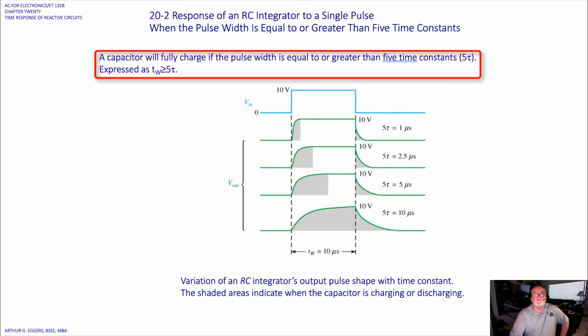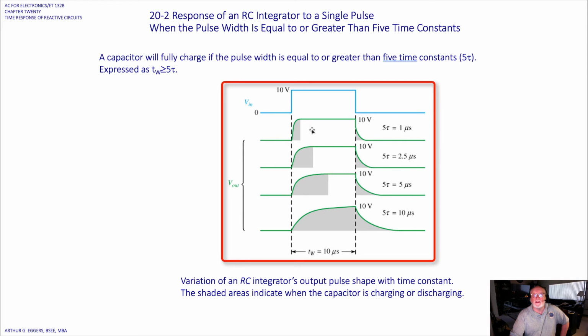So a capacitor will fully charge if the pulse width is equal to or greater than 5 time constants. So you can see here the width of our pulse. We see that the capacitor is charged up and holding at the input voltage, 10 volts. Again, we can see here 5 time constants is 1 microsecond. 5 time constants here is 2.5 microseconds. 5 time constants here, 5 microseconds, and you can see how the area under the curve is increasing until we reach some point. 5 time constants equal to 10 microseconds.